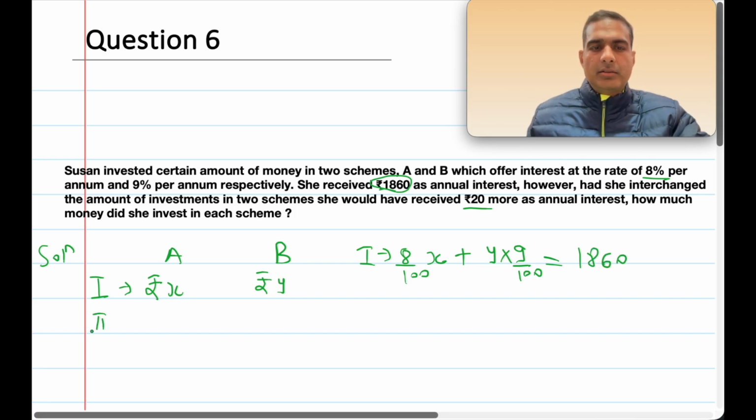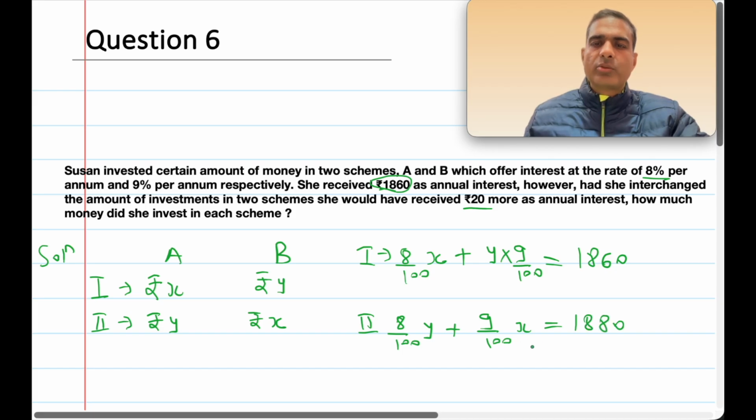And the second situation is saying, however, had she interchanged the amount of investments in the two schemes, she would have received rupees 20 more as annual interest. So that means if she would have invested rupees y in A and rupees x in B, how much would she have got? A was offering 8% interest rate, so 8% of y plus 9% of x is rupees 20 more. So 1860 plus 20 will be 1880. So this is the second equation.